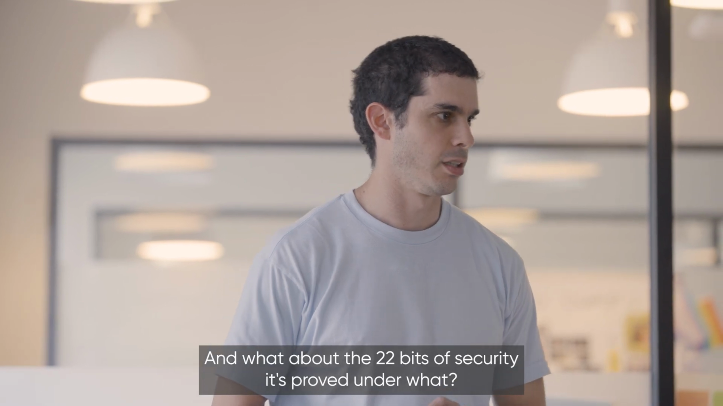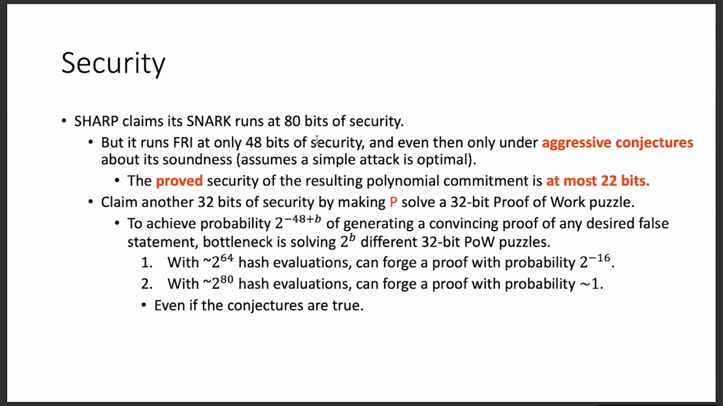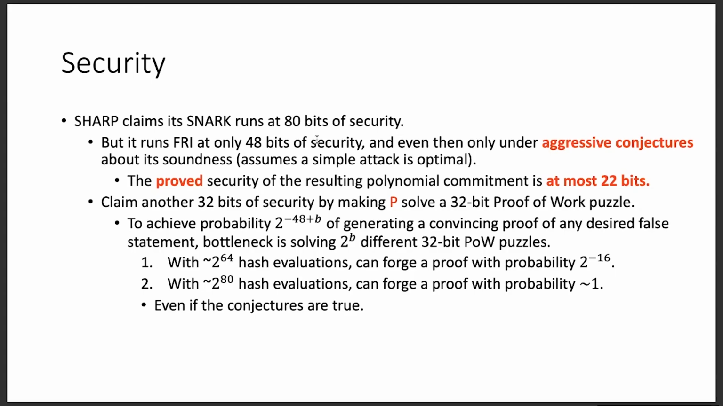Is that helpful? And what about the 22 bits of security, is that proved under what? That is proved in an information theoretic statistical sense, and the crypto only comes in through Merkle hashing with a collision-resistant hash function, and then applying Fiat-Shamir to cut out the interaction. So 22 bits refers to the statistical security of the interactive protocol that then gets Merkle hashed in.